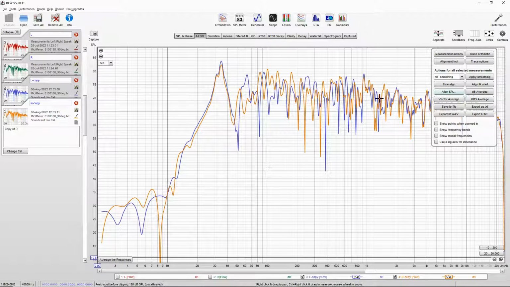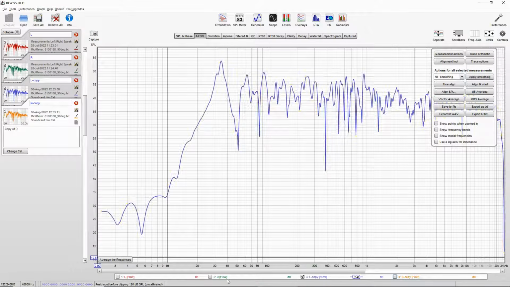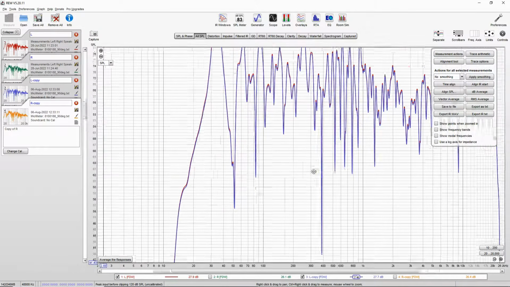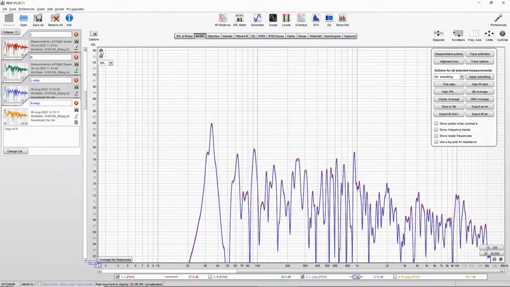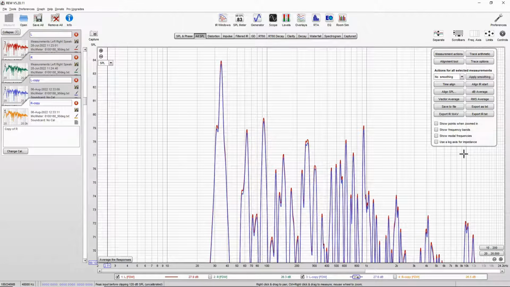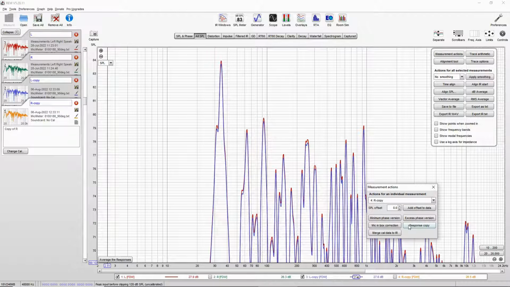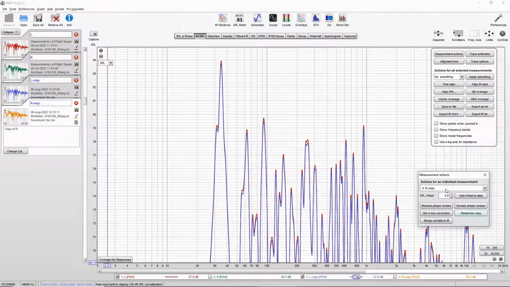Okay, as you see, they moved a little. In your case, probably they're going to move a bit more than that. And once they did the move, now you untick R copy and tick L, so you have L and L copy on your screen. My difference is so little, not good for illustrative purposes really, but still there's a difference. And then you go measurement actions. There is an SPL offset here. For L, you want to bring L on top of L copy, and you want to check how much SPL offset is required.